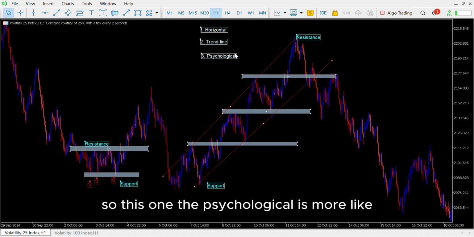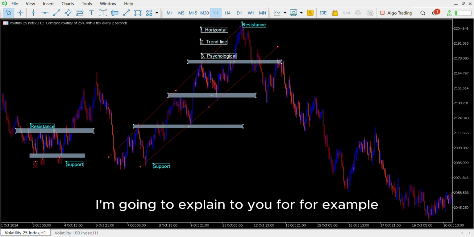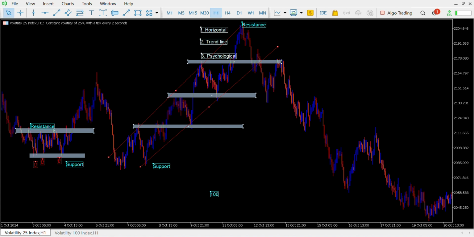So this one, the psychological, cannot be represented on this chart, but I'm going to explain it to you. For example, let's say you are to choose between trading with $100 or trading with $97.74. Obviously you're going to choose $100, not because it is more than $97, but actually because it is a round figure.